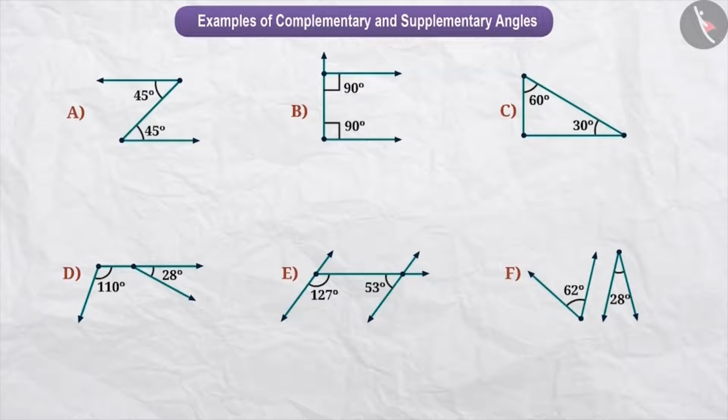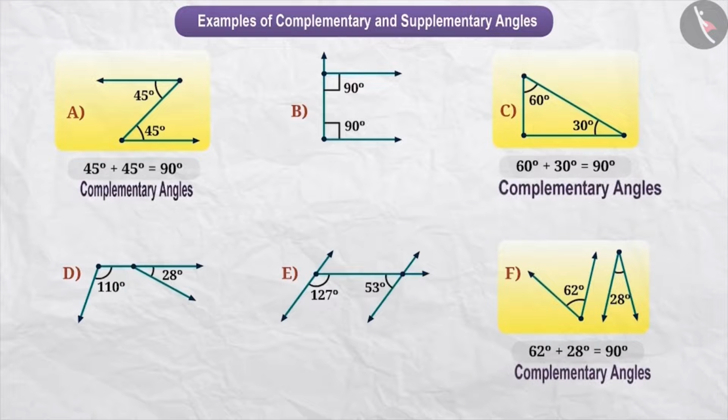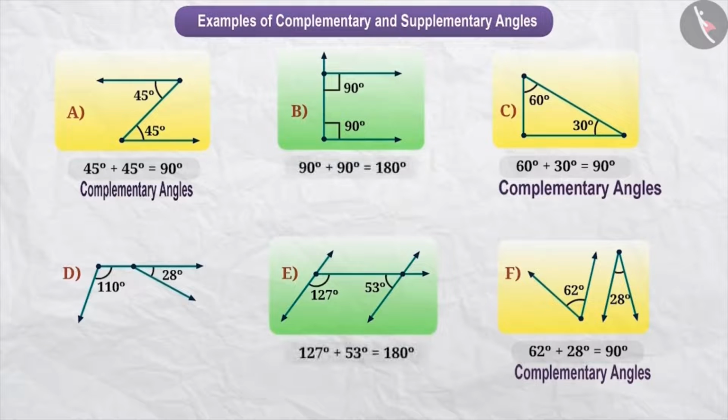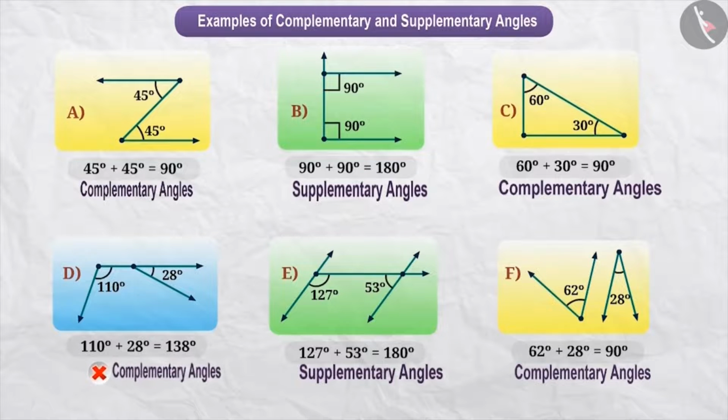Let me explain this. Here, in figures A, C, F, the sum of angles of each one is 90 degree. Therefore, the angles mentioned in such figures are complementary to each other. In figure B and E, we see that the sum of its angles is 180 degree. Therefore, the angles represented in these figures are supplementary to each other. Addition of angles of figure D is 138 degree. Therefore, the angles in figure D are neither complementary angles nor supplementary angles.